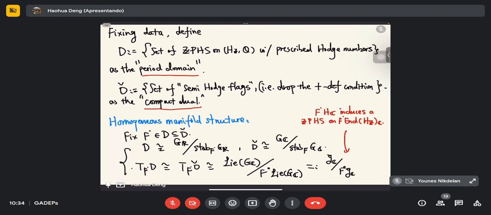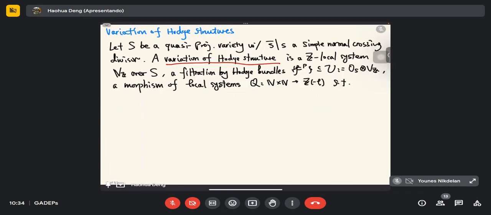So these are some basics in Hodge theory: the definition of Hodge structures and the period domain. Now let's consider what a variation of Hodge structures, or VHS, is. To be convenient, we focus on some very nice spaces. Let S be a quasi-projective variety, and fix a projective completion S bar such that S bar minus S is a simple normal crossing divisor. This is in general the basic setting when you want to study the asymptotics of Hodge theory.